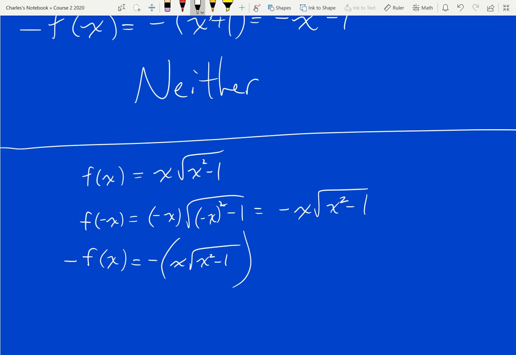Now, since these two things are factors, x and the square root of x squared minus 1, they're separated by multiplication, not addition or subtraction. I'm not distributing that minus sign into every single term. So this is the same thing as saying negative x times the square root of x squared minus 1. So in this case, f of negative x is equal to negative f of x, and therefore the function is odd.